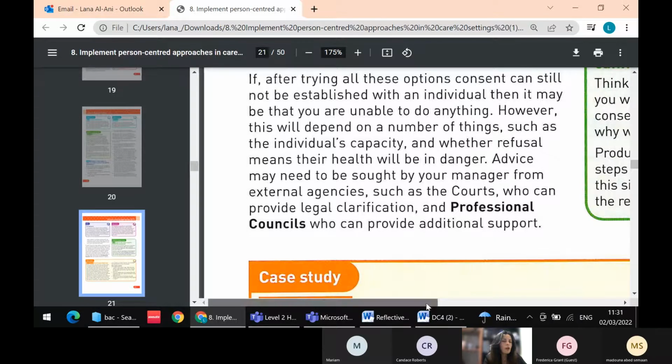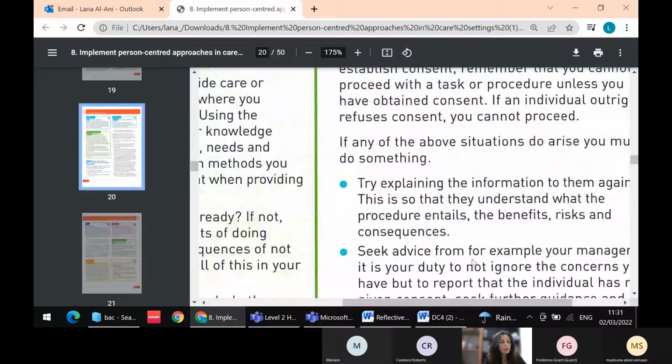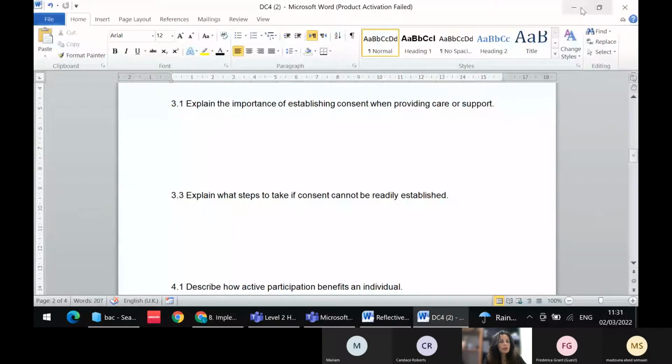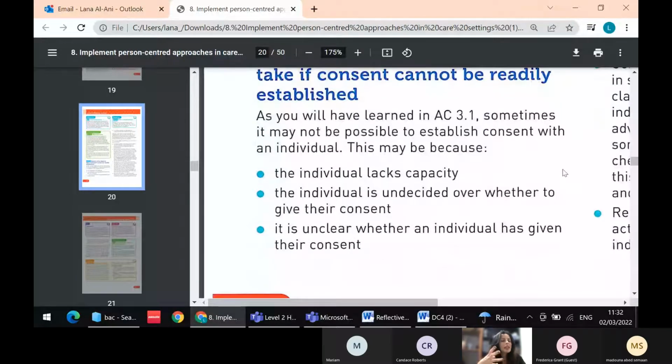So to answer this question, let us go back. Question 3.3, explain what steps to take if consent cannot be readily established. So there are certain situations where consent cannot be readily established, such as the individual's mental capacity. Also, the individual may be undecided whether to give their consent or not, or maybe they tell you something, but it's not clear whether it's a consent or not. So what would you do?